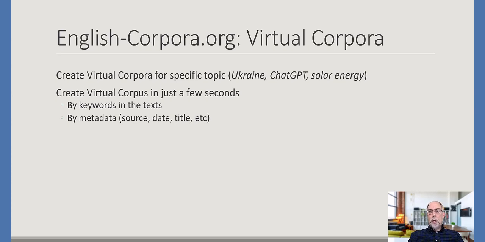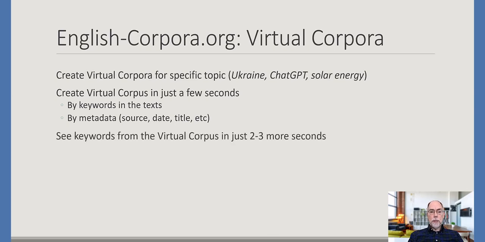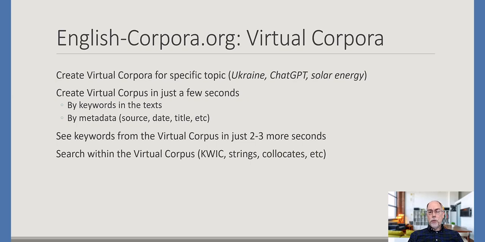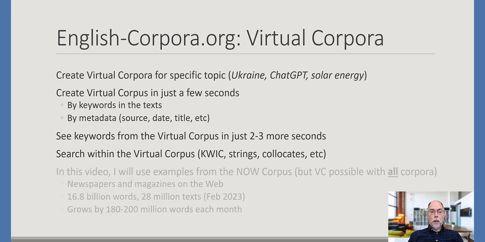At other websites, it often takes minutes or hours to create Virtual Corpora, but at englishcorpora.org, as mentioned, you can do it in just a few seconds. You can create Virtual Corpora either by keywords in the text or by metadata about the text in the corpus. Once you've created a virtual corpus, you can see keywords from the virtual corpus in just 2 or 3 seconds more. And of course, you can search within the virtual corpus for keywords in context, strings, collocates, and so on.